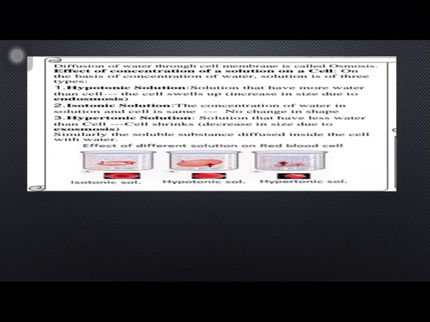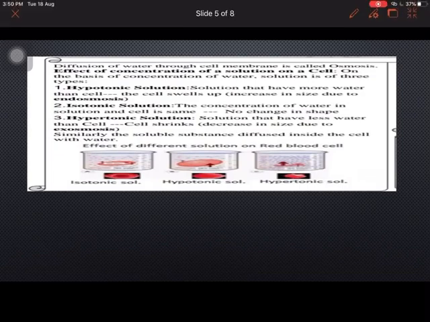Now there is an activity in which we are showing the effect of concentration of a solution on a cell. So different concentrations affect a cell differently. There are 3 types of solution: hypotonic, isotonic and hypertonic.